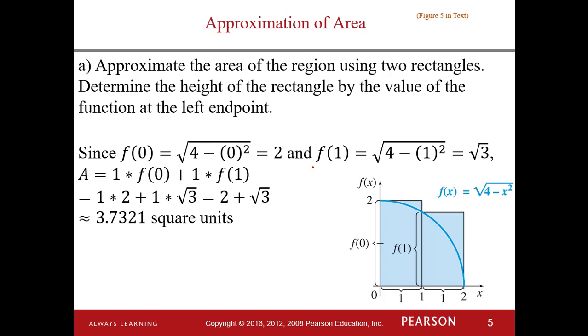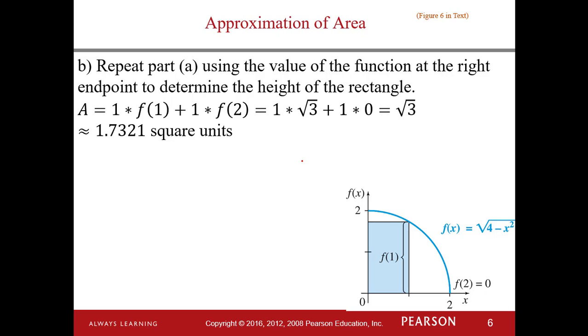I'm going to take 1 times f of 0 plus 1 times f of 1, which, once we do that, we get 1 times 2 plus 1 times the square root of 3 to get 2 plus the square root of 3, which approximates to about 3.7321 square units.